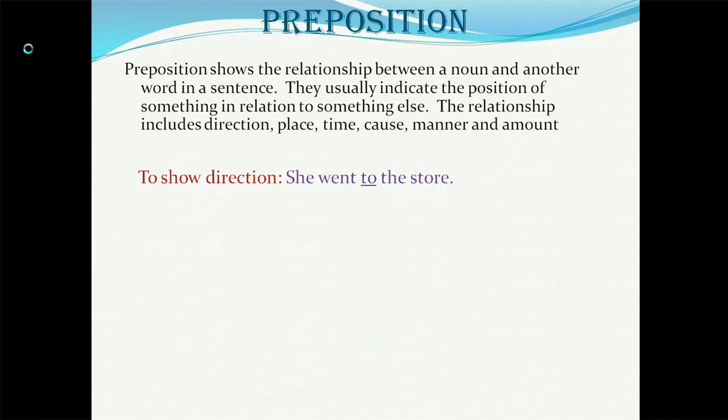To show direction, what do we say? She went to the store. So that "to" is a preposition. Where did she go? She went to the store. To show manner, which means how, we also use a preposition. He came by bus. So how did he come? He came by bus.